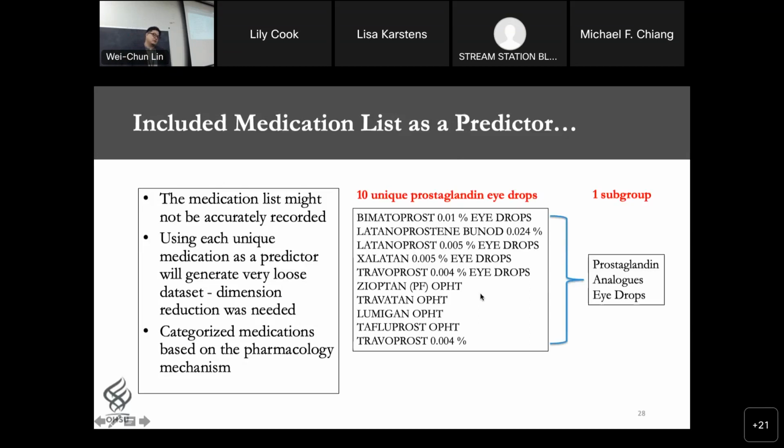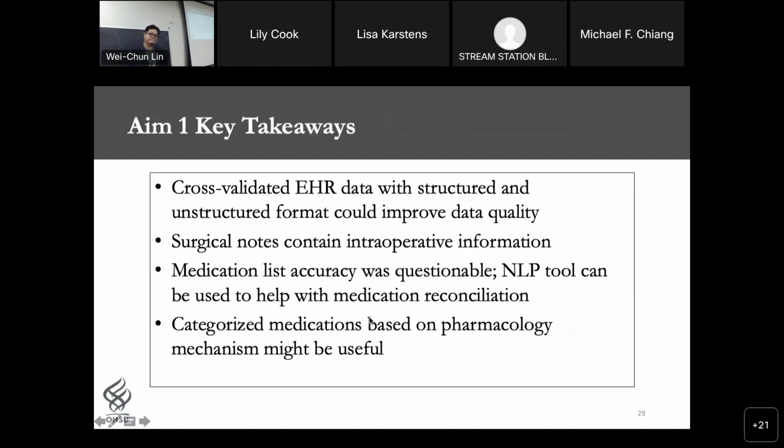We decided to categorize the medications based on their pharmacology mechanism. There are 10 unique prostaglandin eye drops in the medication list, and if we categorize them based on mechanism, they are narrowed down to one group. In this way, we can reduce the dimensionality and avoid some of the medication list inaccuracy issues for a prediction model.